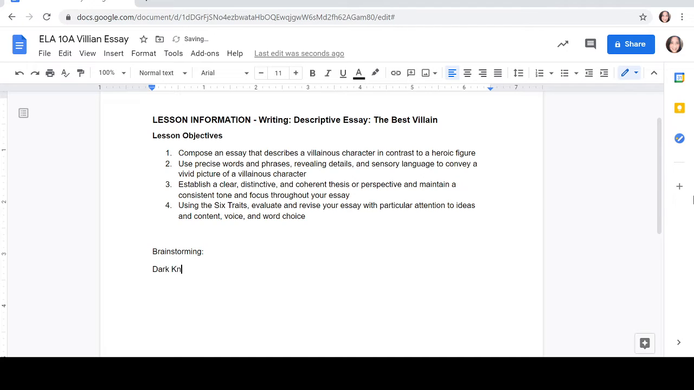We have the Dark Knight in relation to the Joker. That's one I hear about all the time. We have Voldemort in relation to Harry Potter. We have President Snow in relation to Katniss. That's the Hunger Games. We have the Hobbit in relation to, who's the really bad guy? Sauron in Lord of the Rings. Might have to look that up on how to spell it.